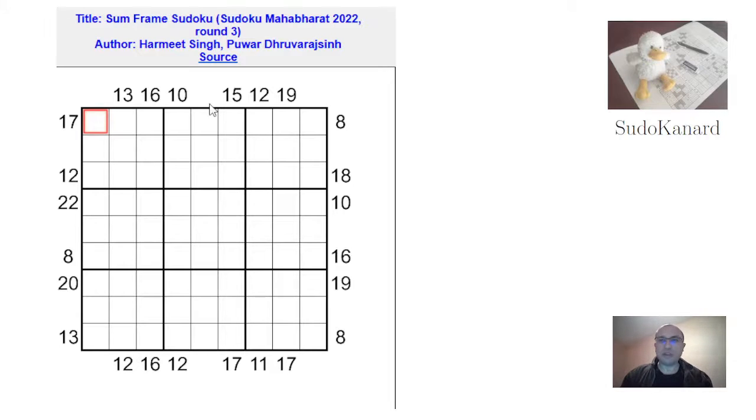We are here to solve this sum-frame Sudoku puzzle by Indian authors for the Sudoku Mahabharat. And the special rule here is just that those numbers are each time the sum of the first three digits in a corresponding direction. So 10 is the sum of those three digits, 15 is the sum of those three, 18 is the sum of those.